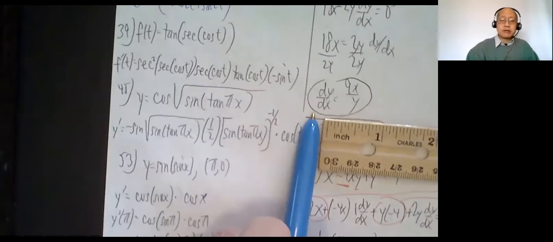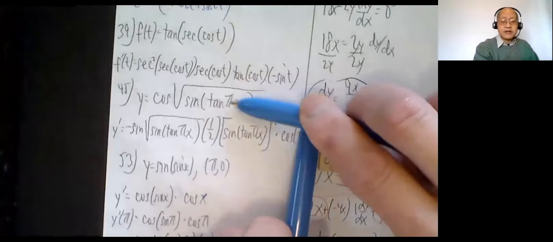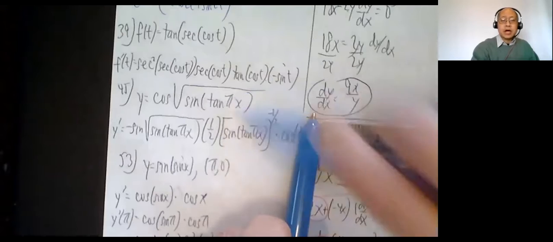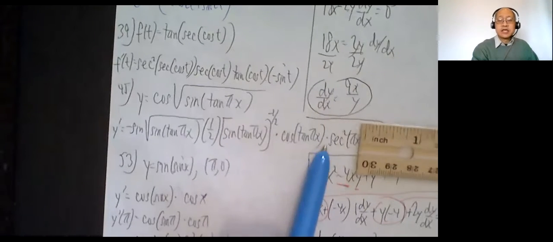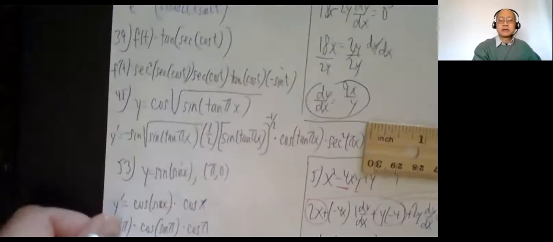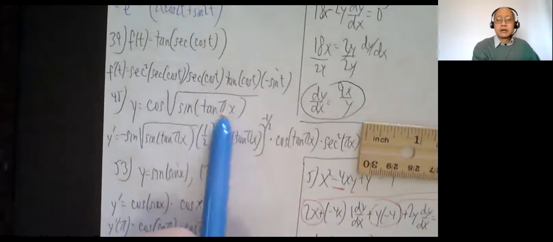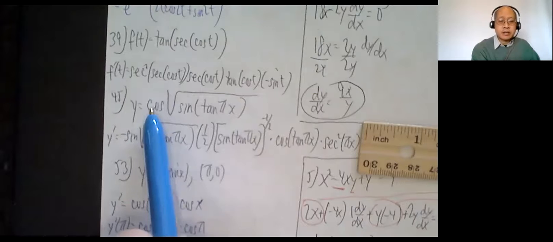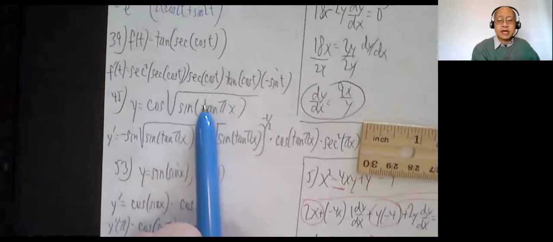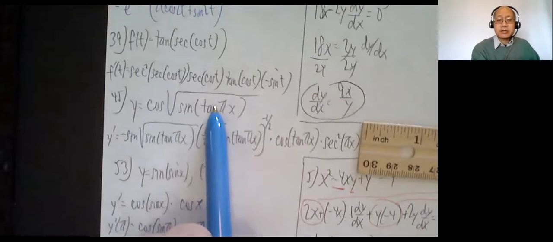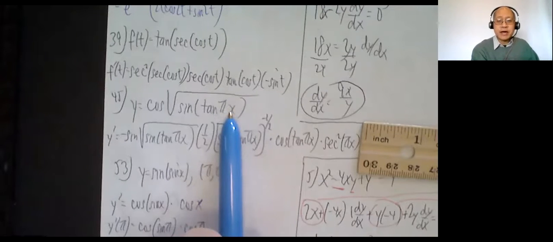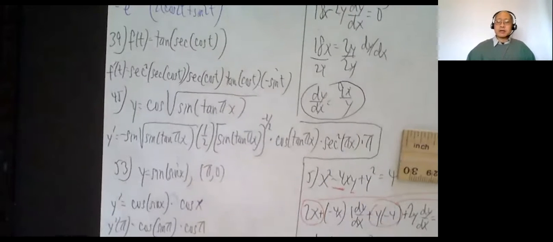So cosine tangent pi x, that's finished. Now by the chain rule, times the derivative of the next inside function. The next inside function is tangent of pi x. How do I differentiate tangent of something? Secant squared of pi x. So tangent's done. I'm now done with 1, 2, 3, 4 functions: the cosine, the square root, the sine, and the tangent. One more function, then I'm done. So it's times the derivative of the inside function, which is now pi x. What's the derivative of pi x? Pi. Finally, I'm done. So there we go.